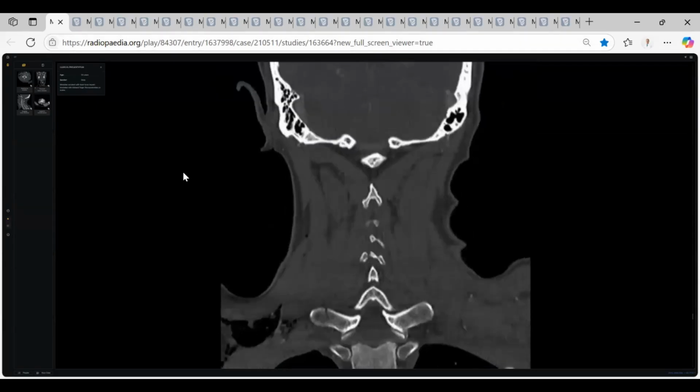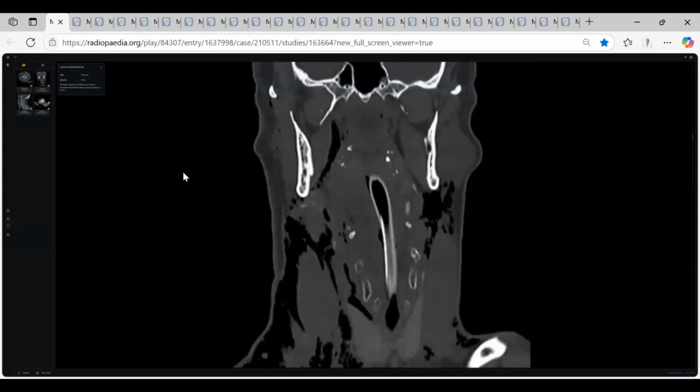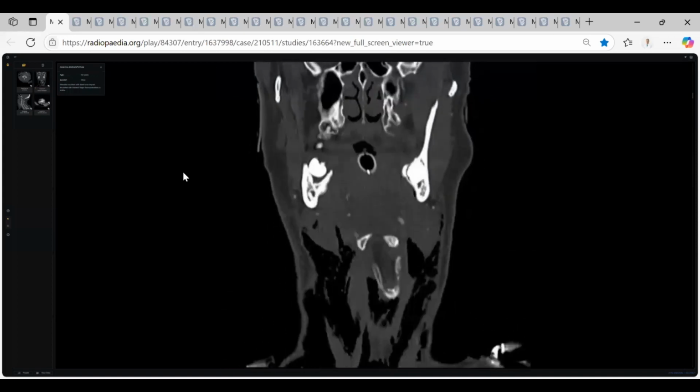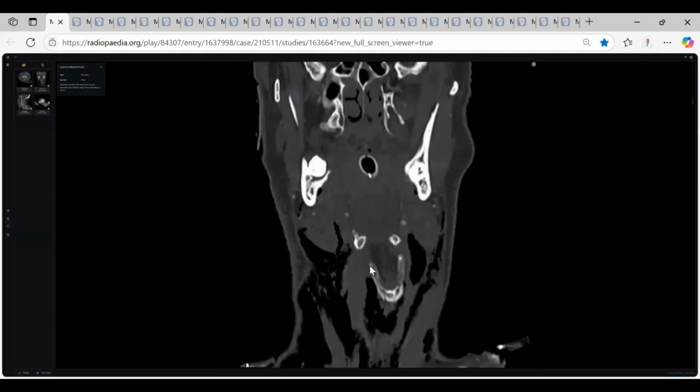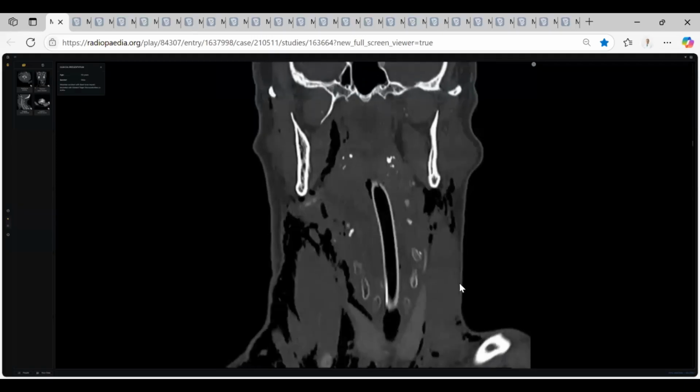It is, by the way, bilateral. Bilateral thyroid cartilage fracture. Here is a fracture, and here, and look at the left side, fracture.